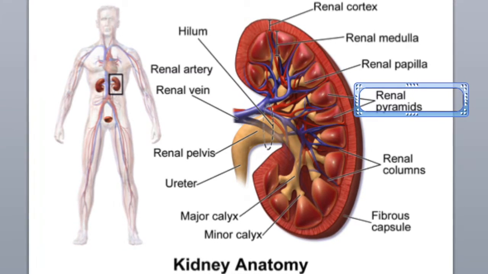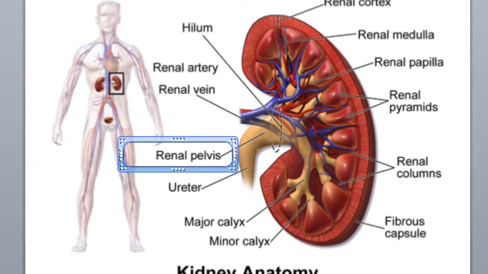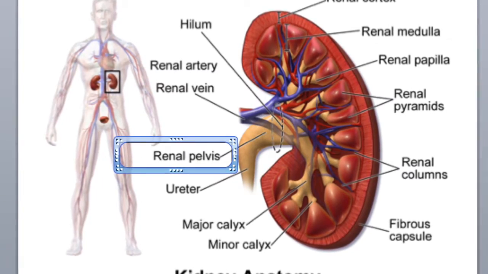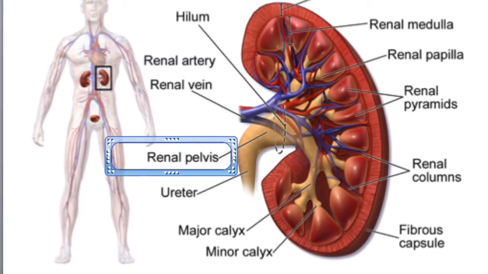Next, we have the renal pelvis. The renal pelvis is the funnel-shaped basin that receives the urine drained from the kidney nephrons via the collecting ducts and then the papillary ducts.